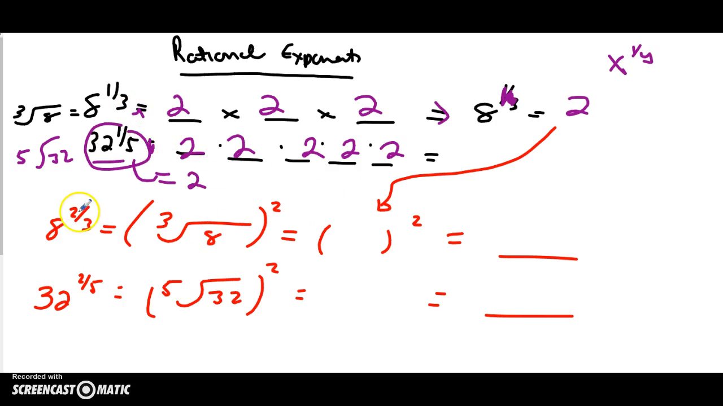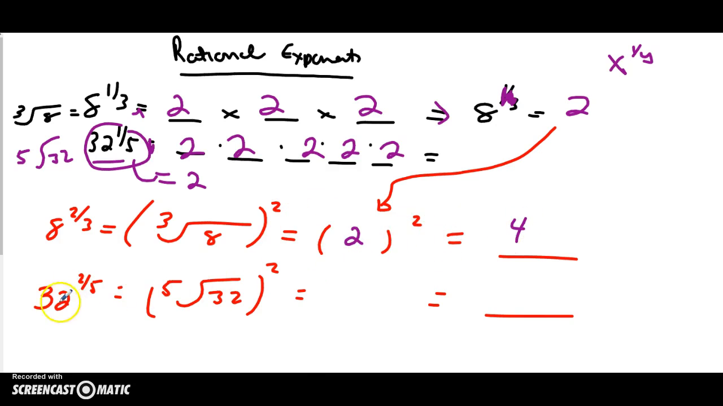It gets a little more tricky, not really. If you see 8 to the 2/3, what you want here is the third root of 8, and then you're going to square it. So this says what root you want, and this says what you do with it after you get it. The third root of 8 is 2, because 2 times 2 times 2 is 8. And then I square it, so 2 squared is just 4.